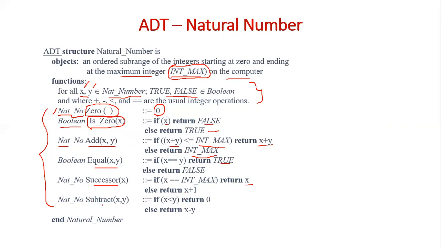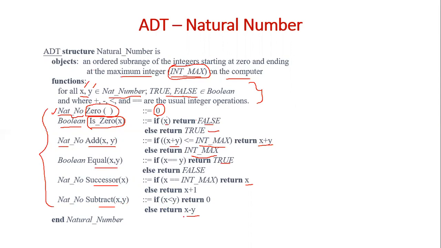Then subtract x, y. This is used to subtract y from x. That is, we want to perform x minus y. You can perform this only if x is greater than y. Okay, you can perform this only if x is greater than y.